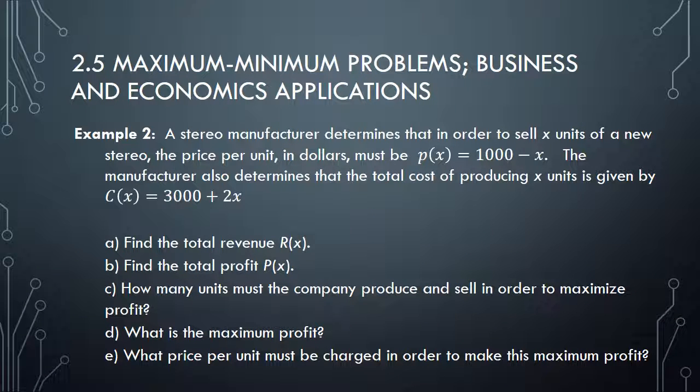Next example. A stereo manufacturer determines that in order to sell X units of a new stereo, the price per unit must be P of X is 1,000 minus X, and the cost of producing those units is 3,000 plus 2X. You're going to find the revenue. And remember, revenue is the amount of money that you bring in. So it's how much you're selling it for times how many you sell. Profit is revenue minus cost.